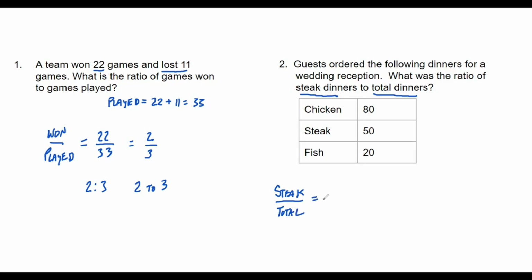And then we find our quantities. The number of steak dinners was 50. That's right here. And we don't know the total yet, but we can add up all of these numbers and put the total right down here. 80 plus 50 is 130. 130 plus 20 is 150 total dinners. So 150 goes on the bottom. And then we remember to reduce this with our calculator. That gives us the fraction 1 over 3. So we could also say 1:3 or 1 to 3.